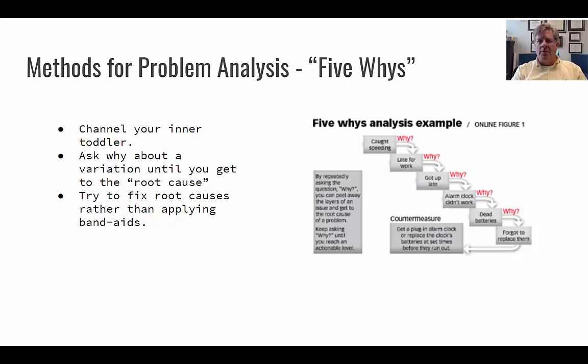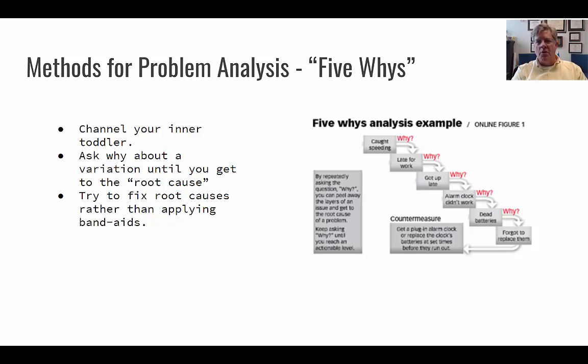Well, one method for problem analysis is called the 5 whys. And in this example, you're really channeling your inner toddler by asking why repeatedly, as toddlers do. So in this case, you ask why about a particular variation in the process until you get to what's called the root cause, the basic problem that causes this cascade of variation that we see. The point is to try to fix the root causes rather than applying band-aids to one of the more superficial causes. You want to get to the real reason why a process is varying like this.